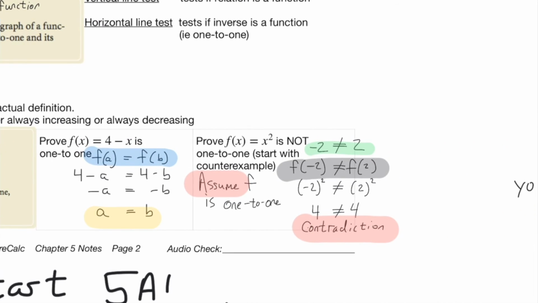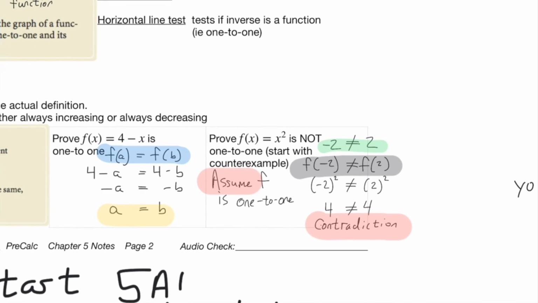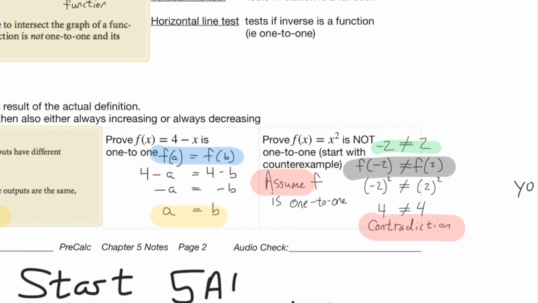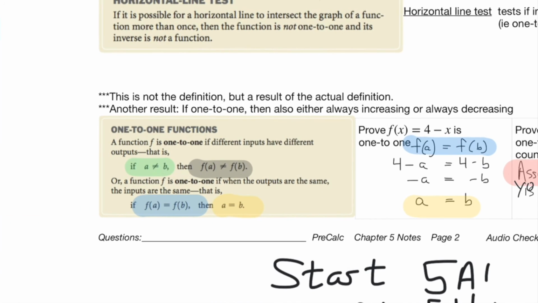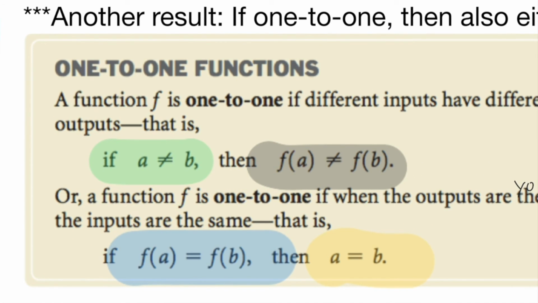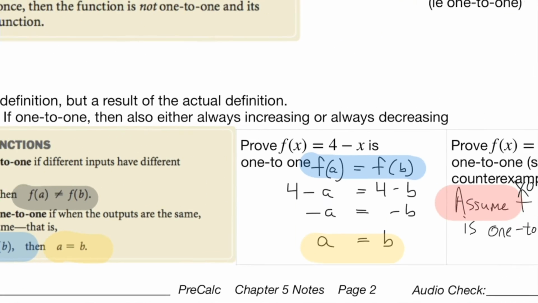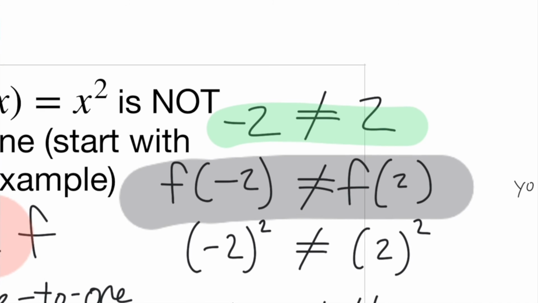Now, if we want to prove that x squared is not one-to-one, you can start with a counterexample. We're going to assume that f is one-to-one, and then start with two values that are not equal to each other. We know that -2 is not equal to 2, for example. I chose these two numbers because I know they'll help with my counterexample. If it's one-to-one, then a not equal to b should also imply that f of a should not equal f of b.